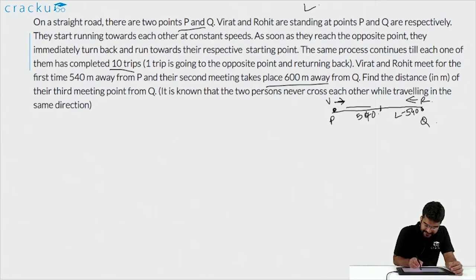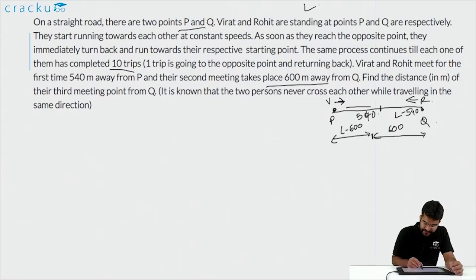The second meeting takes place 600 meters away from Q. So the second time is when this is 600 meters and this is L minus 600. Find the distance in meters of their third meeting point from Q. So we need to find out where they meet for the third time.